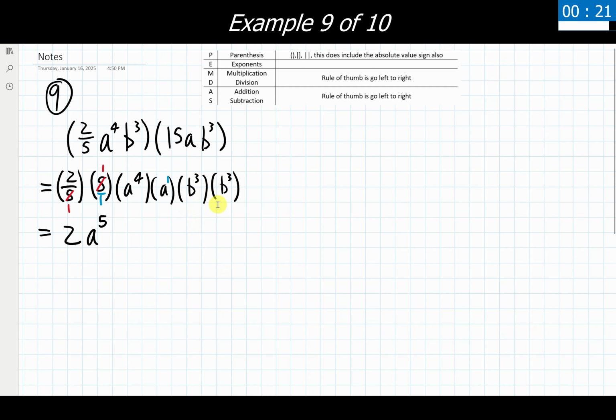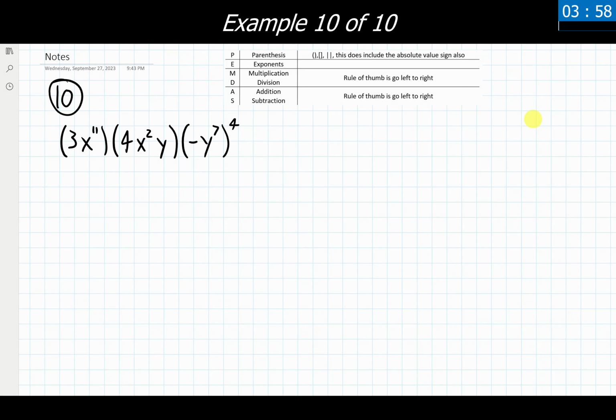b to the third times b to the third. The bases are the same. They are multiplying, so I can use the product rule, and I can add the exponents together, and I'm going to get b to the sixth power. And here I have my final answer of 2a to the fifth, b to the sixth power.